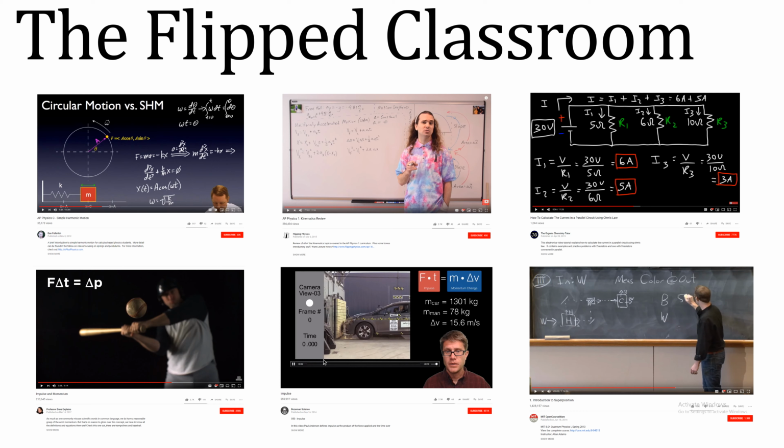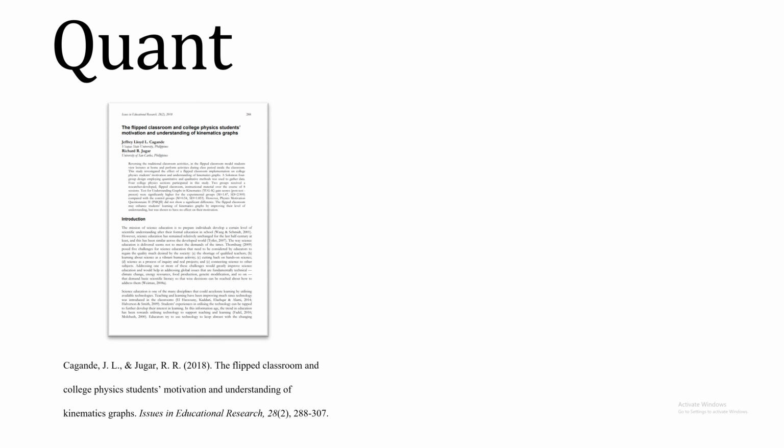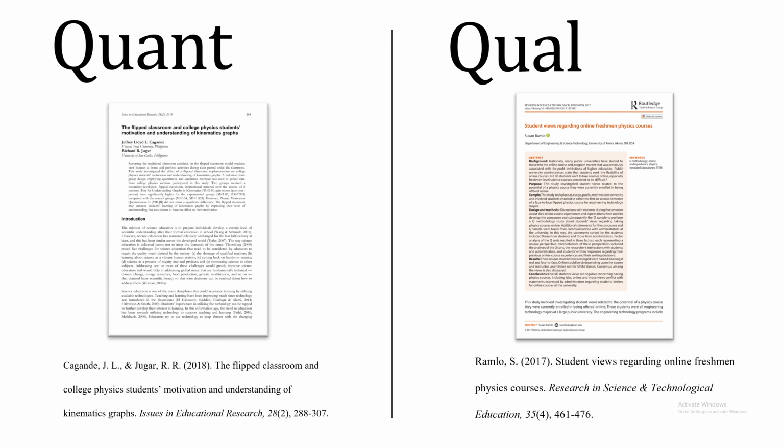Now, we're going to look at two studies on the flipped physics classroom. One is a quantitative study by Kagande and Hugar titled The Flipped Classroom and College Physics Students' Motivation and Understanding of Kinematic Graphs. This study was done in 2018. A qualitative study done in 2017 by Susan Ramlow is titled Student Views Regarding Online Freshman Physics Courses. So let's dive into the quantitative piece.